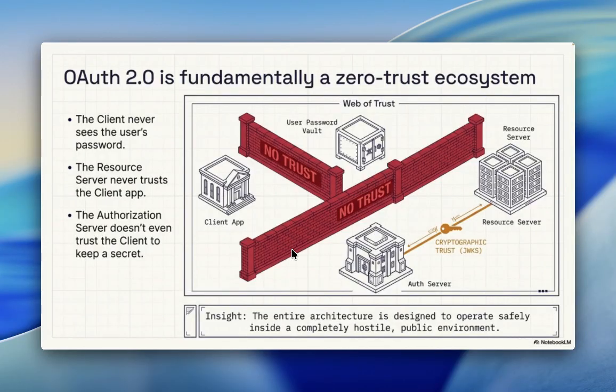OAuth 2.0 is fundamentally a zero trust ecosystem. The client never sees the user password. The resource server never trusts the client app. The authorization server does not even trust the client to keep a secret. Client app: no trust; user password: world; resource server: cryptographic trust. Overall, the entire architecture is designed to operate safely inside a completely hostile public environment.